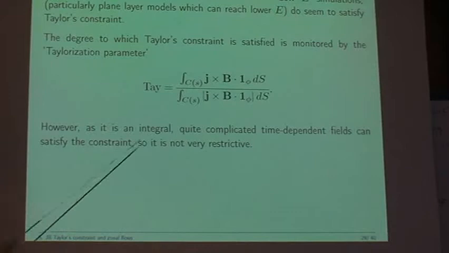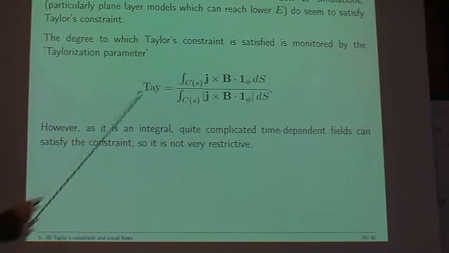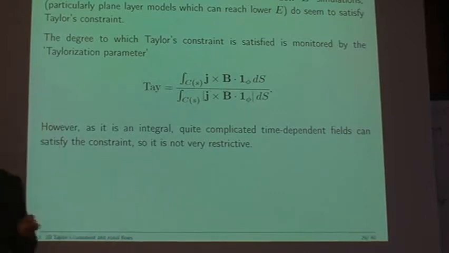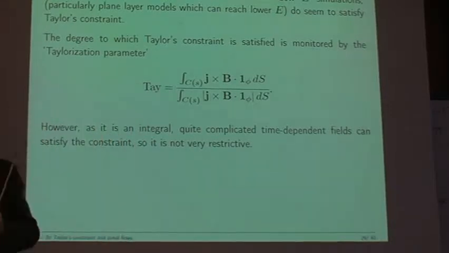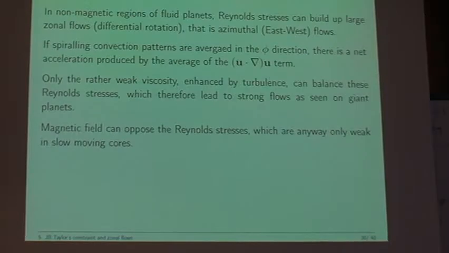I mean, the early simulations were rather large, only 10 to the minus 3, 10 to the minus 4, and they didn't really show much Taylorization. But in more recent simulations where E has got lower and lower, we're now getting to the state where that really is satisfied. So that remarkable condition, formulated in 1963 by Brian Taylor, really does seem to apply to the Earth's core. A little bit about zonal flows.